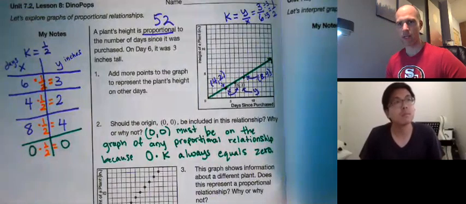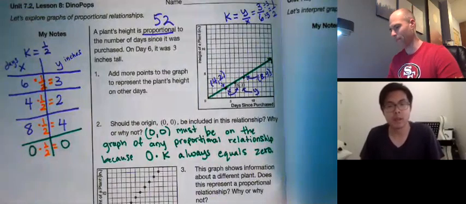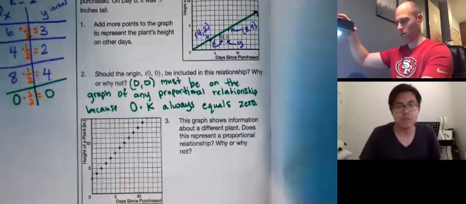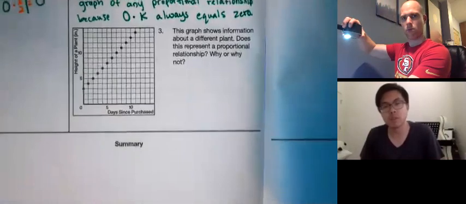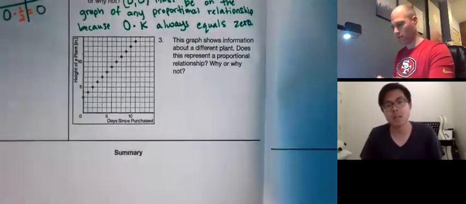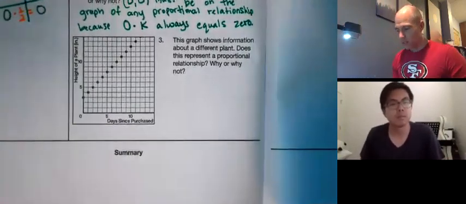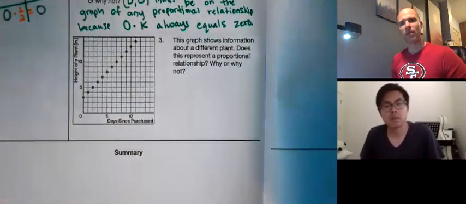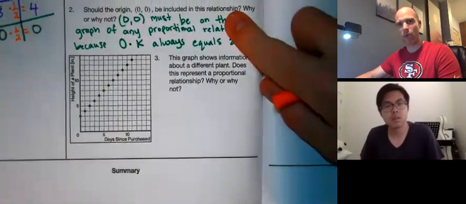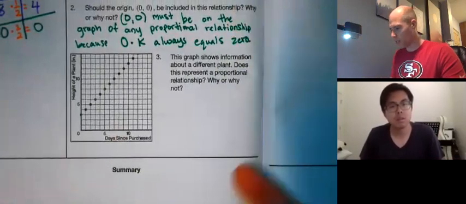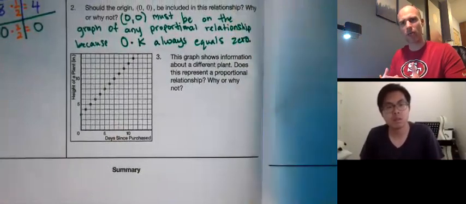All right, should we move on to the next one? Do it. All right, I can do it. It says, this graph shows information about a different plant. Does this relation represent a proportional relationship? Why or why not? What do you think, Mr. Thomas? Well, right off the bat, I kind of feel like it doesn't meet the criteria that we just wrote in the previous sentence. We wrote that the origin 0, 0 has to be on the graph of a proportional relationship.